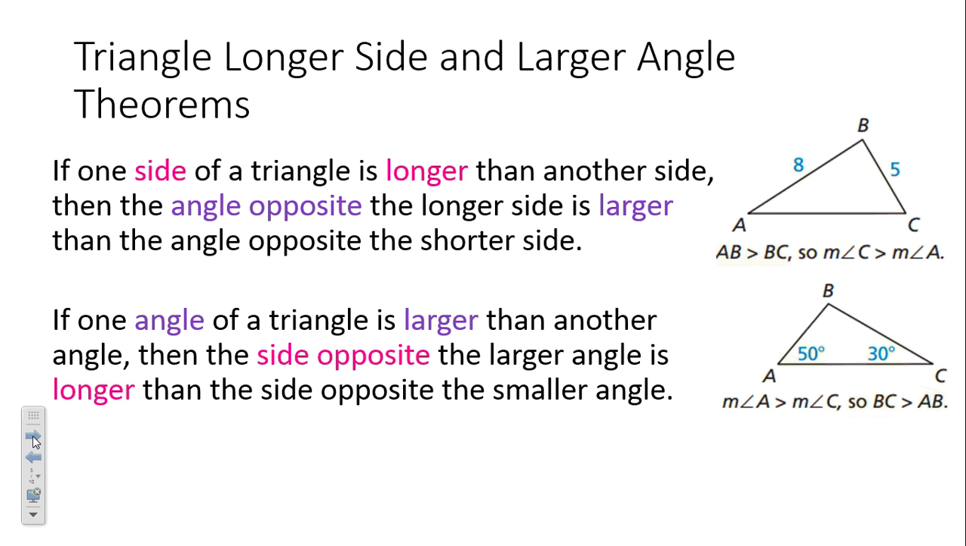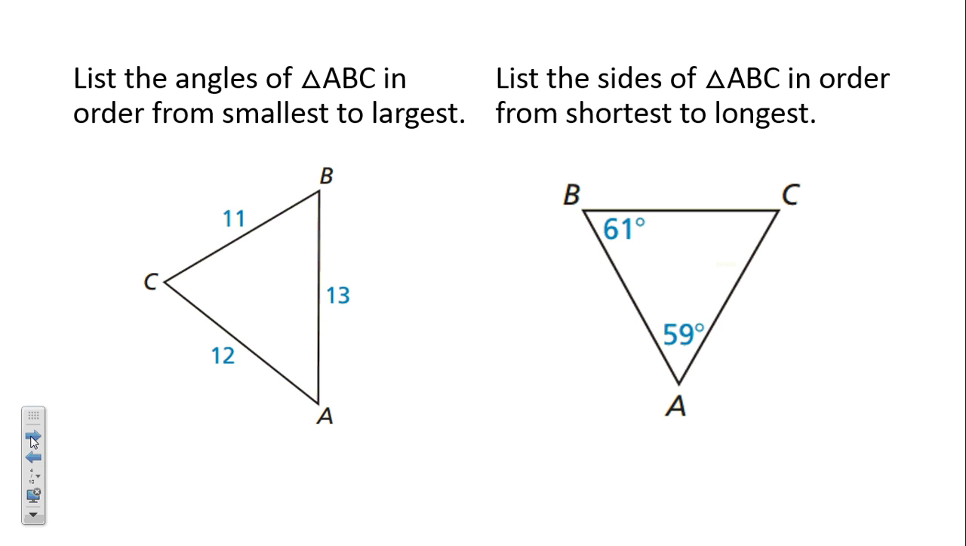Okay? The larger angle theorem says if one angle of a triangle is bigger than a second, then the side opposite that first angle is going to be bigger than the side opposite the second one. Okay? So this is what your assignment's going to ask you to do. They want you to order the angles from smallest to largest.